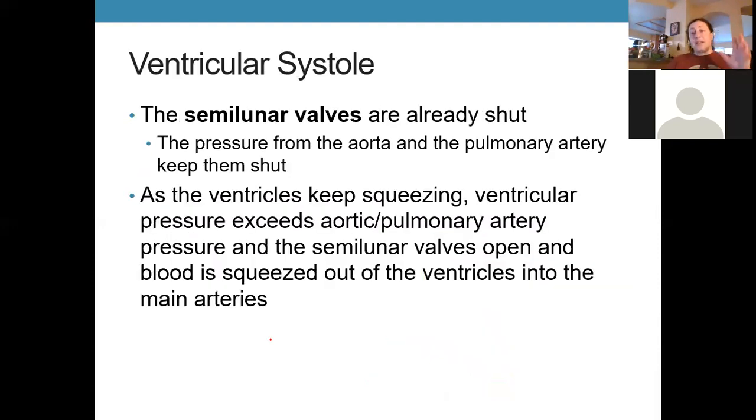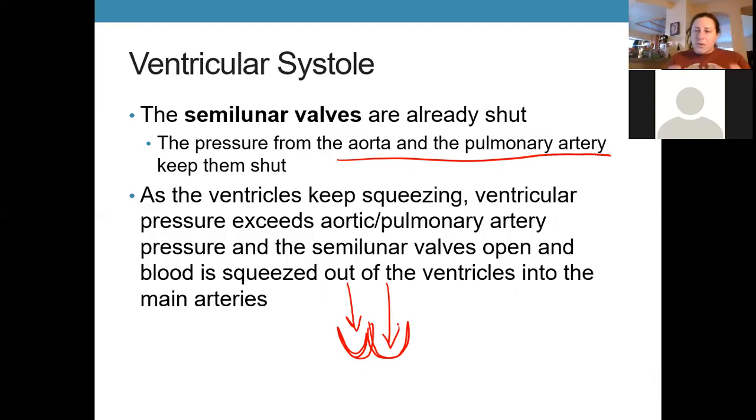Now the semilunar valves are already shut because they are shut throughout the entirety of diastole. That's because there's still pressure in the blood in those vessels and we don't want any backflow into the heart ever. So the pressure in the blood inside the aorta and the pulmonary trunk or pulmonary arteries is keeping those shut, because remember, the blood just sits in there and holds these valves shut. So we now have all four valves shut as the ventricles are squeezing, and they're building up pressure, but they're not changing the volume inside of the chambers yet because it's completely closed. And it's going to stay that way until the ventricle pressure is greater than the pressure in these arteries, because that's when we're going to be able to open these semilunar valves and send blood through.